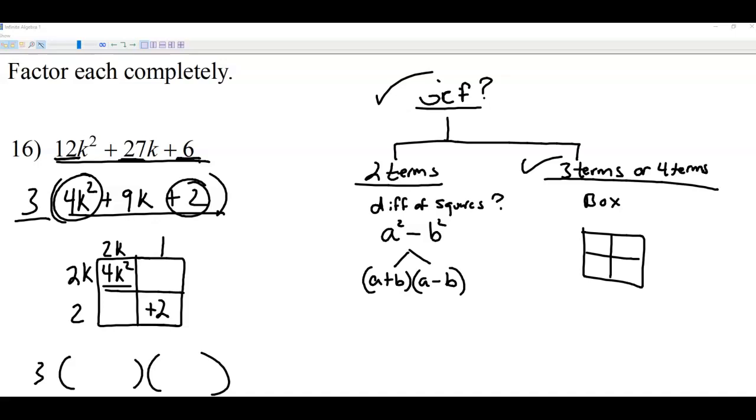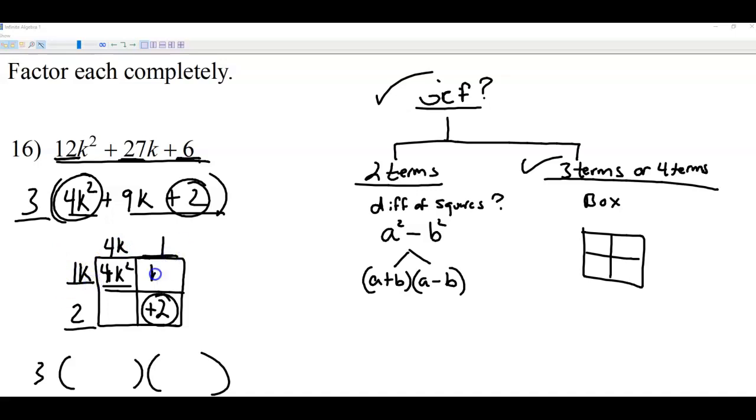Apparently the numbers I've picked don't work. Now there's only one way to get 2. That's 1 times 2. So I can't change these. But let's go back to the 4k. Another way to get 4k would be by doing 4k and 1k. Let's see if that works.